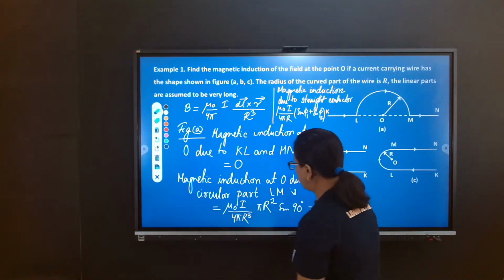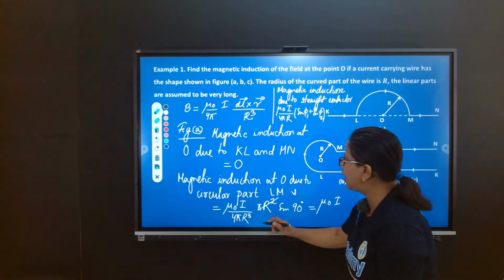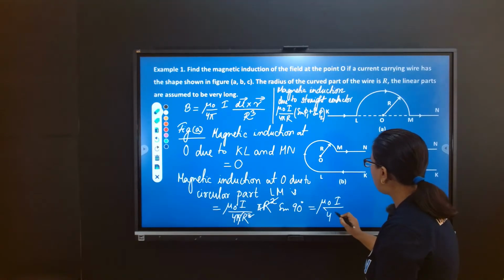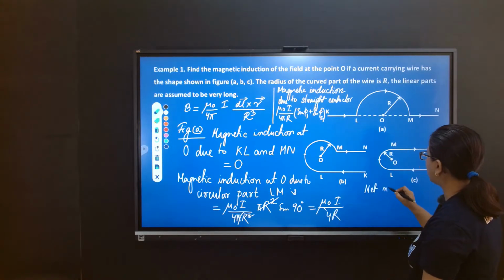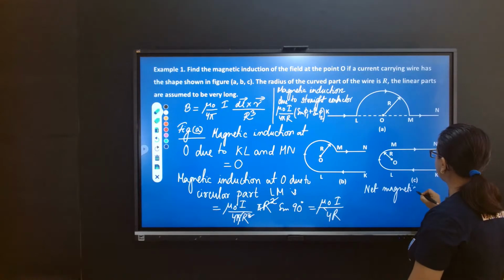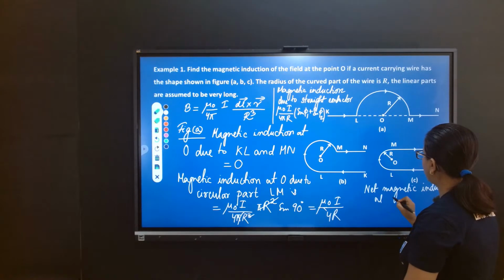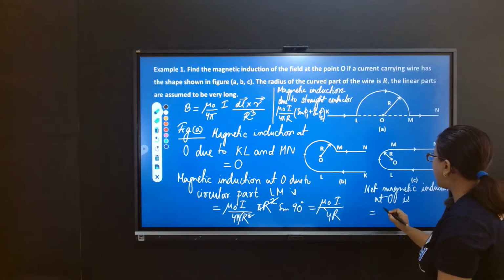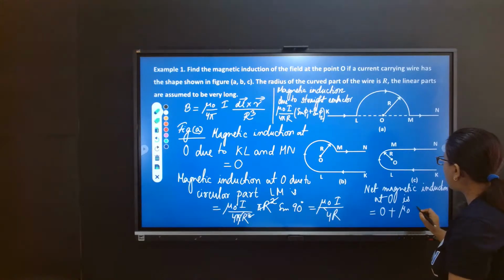So this amounts to mu naught I pi r square, which will get cancelled out with the denominator, and we are left with 4r in the denominator. So what is the net magnetic induction? The net magnetic induction at O is, for the parts KL and MN, we have zeros coming up, and for the curved portion, we have mu naught I by 4r coming up.